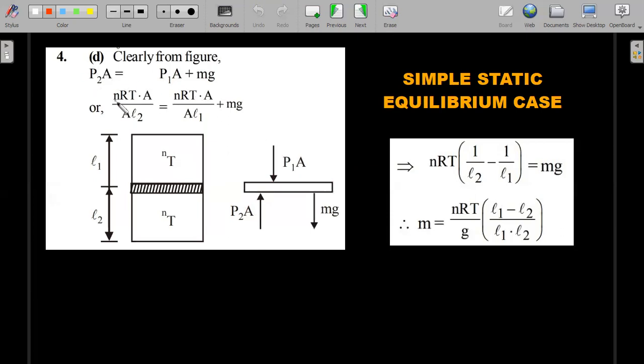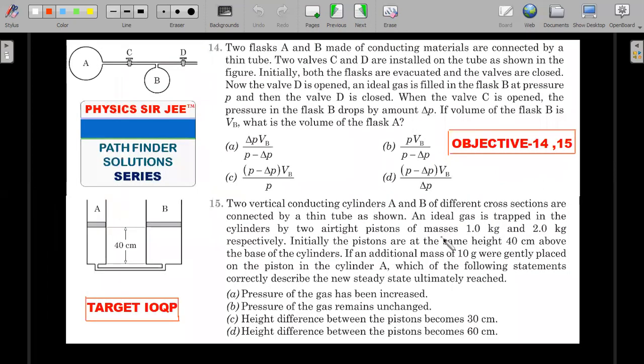And for P2, you'll write nRT divided by V2. V2 is AL2, and this P1 will be written as nRT by AL1 because you're talking about the volume of this particular part. And rearranging, you should get the value of the mass in terms of the given quantities. There is practically no process taking place in this particular problem. It's a pretty simple static equilibrium situation. Okay, so let's move forward.